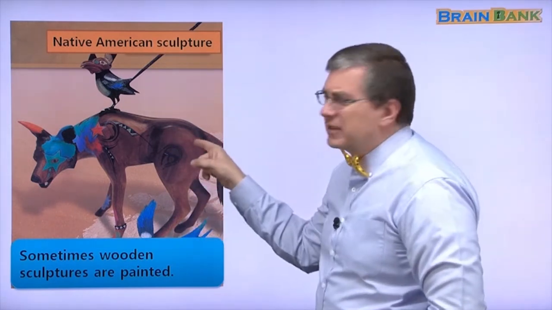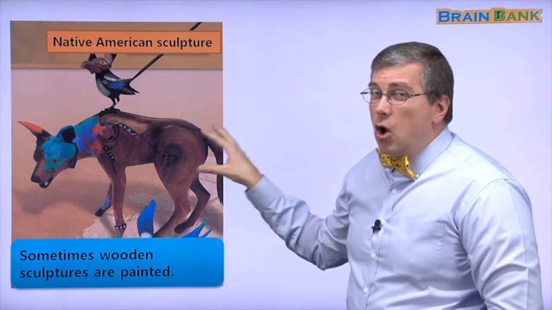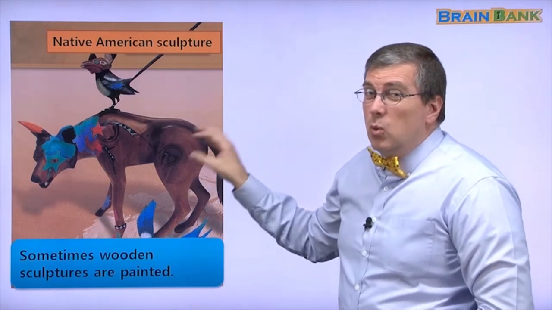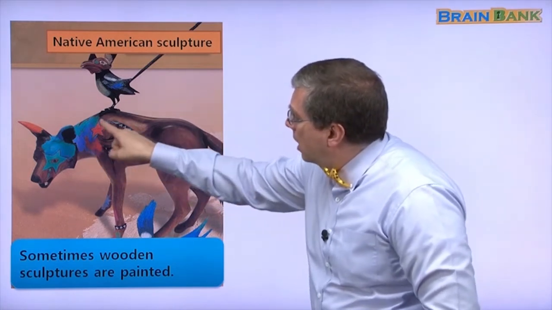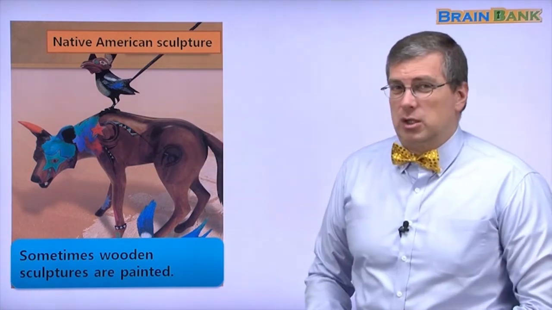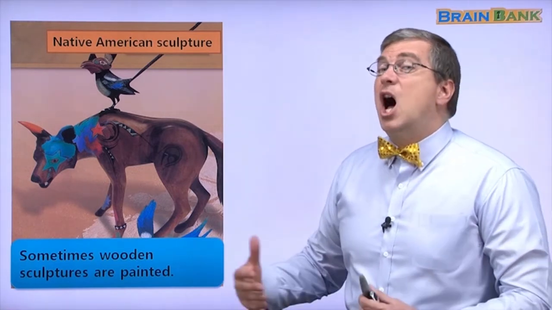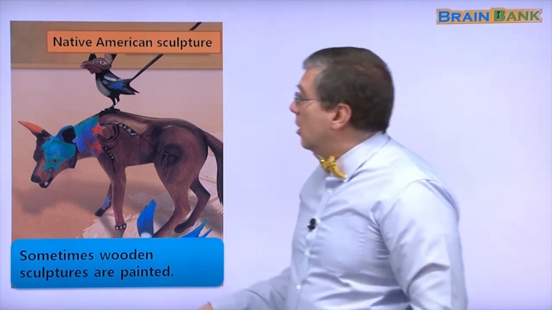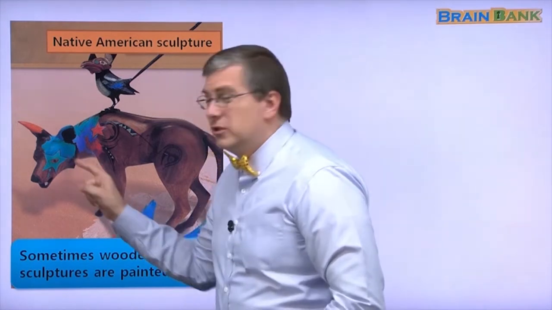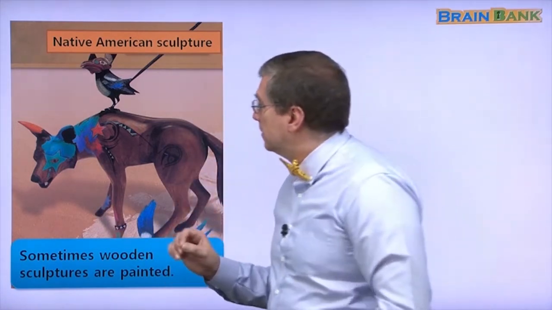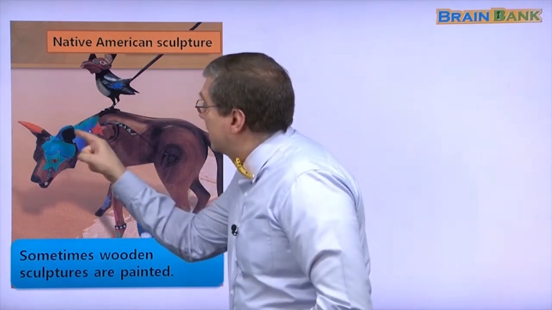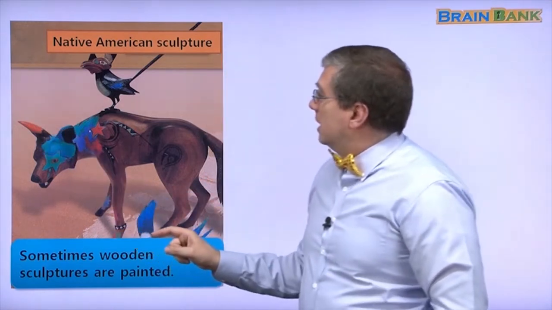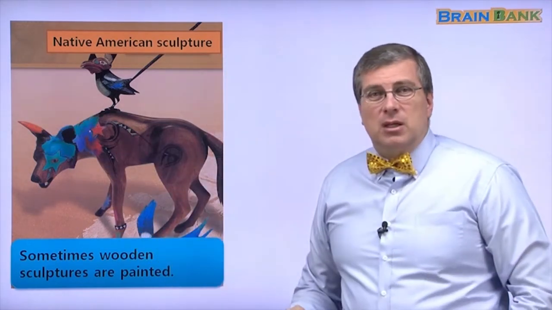But look, there's something interesting. Is it all one color? Wood is usually brown. This part is brown. But what color is this? What other colors do you see? We can see blue, two different kinds of blue. We can see purple. Purple is similar to blue. We can see red and orange. So we see many different colors.